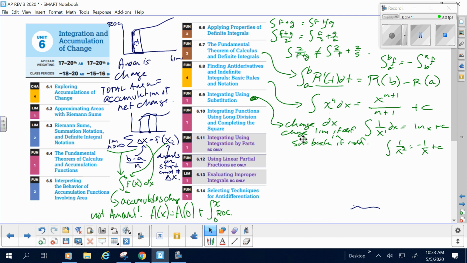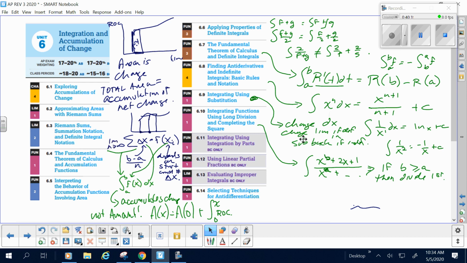Integrating functions using long division and completing the square. This is not a huge idea, especially for a small exam. I don't know if this will come, but if you had a rational function where, if the top power is as big or bigger than the bottom power, then you must divide first before you go to integrate.